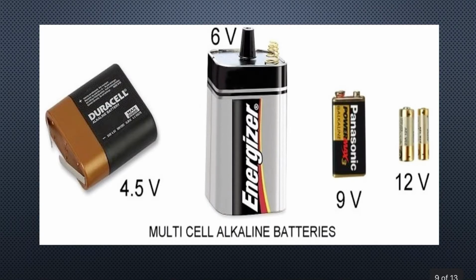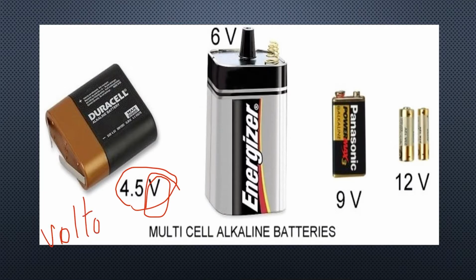As you see here, there are some different types of batteries. This is a battery with 4.5 volts. Volts, these are the units used to describe the voltage, right? This is the voltage of the battery, 4.5, and this battery has 6 volts, and this one 9 volts, and this one 12 volts.